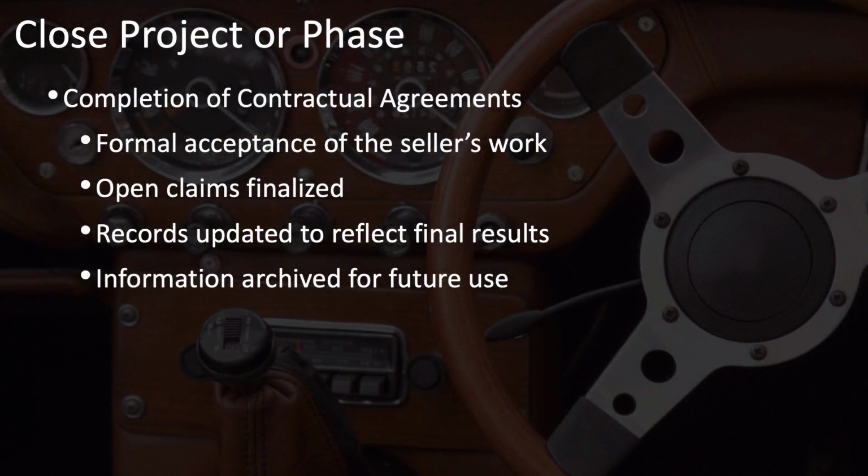Other administrative tasks that are part of close project or phase include the completion of your contractual agreements, including making sure that you have formal acceptance of the seller's work, that all of your open claims have been finalized and resolved so you have no more open claims, that your records have been updated to reflect your final results. This would include your procurement records especially, and that you have archived any useful information for future use in both your procurement management system as well as in your organizational process assets lessons learned repository.